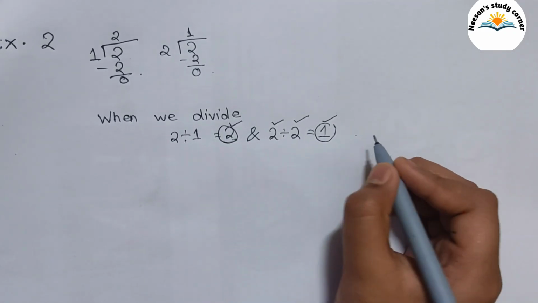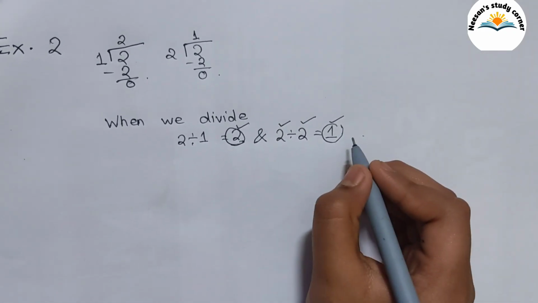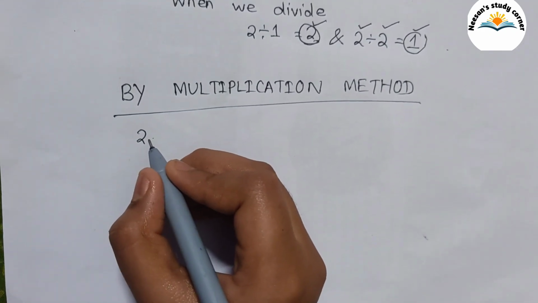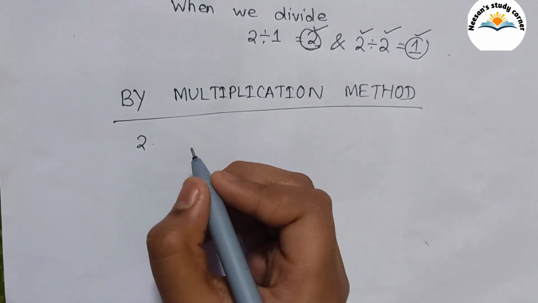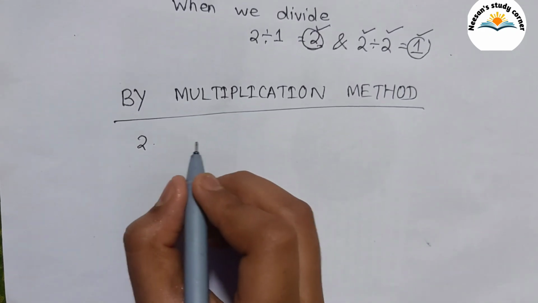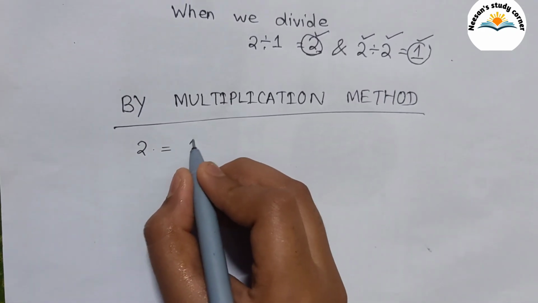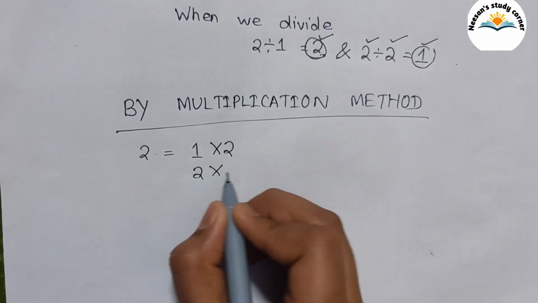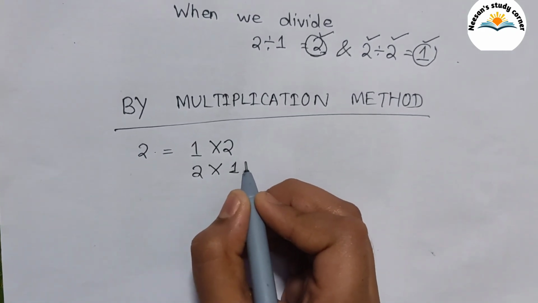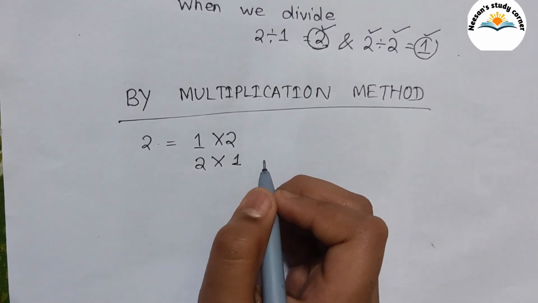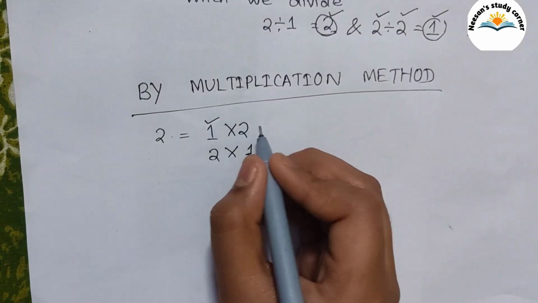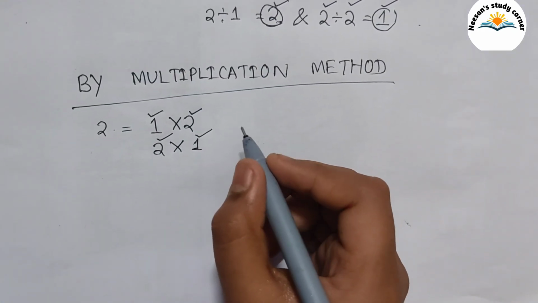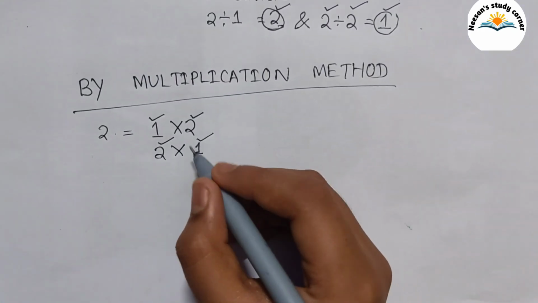Next one is the multiplication method. Do it with number 2. For getting 2, what are the different possibilities of multiplication? मतलब कौन कौन सी नंबर्स को मल्टीप्लाई करने से 2 मिलेगा. Let's find. 2 equals 1 into 2. 2 equals 2 into 1. Only by multiplication of 1 and 2 we get 2. So we can say that 1 and 2 are factors of 2.